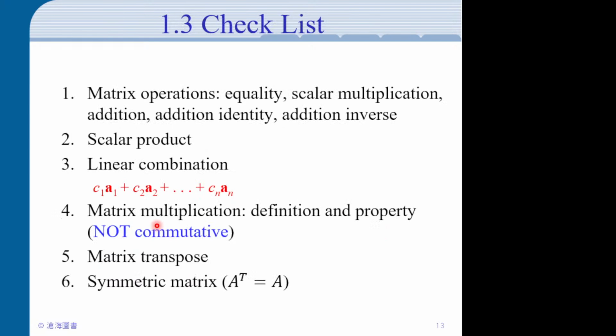And we have other matrix operations, but now you should be very familiar with them. Equality: two matrices are equal to each other if every element is equal. You can multiply a scalar on a matrix, and you can add two matrices together. Then there are the addition identity and addition inverse. Those are special cases from the vector space we know. So for vector space identity and inverse, you can think about matrix addition, identity, and inverse.